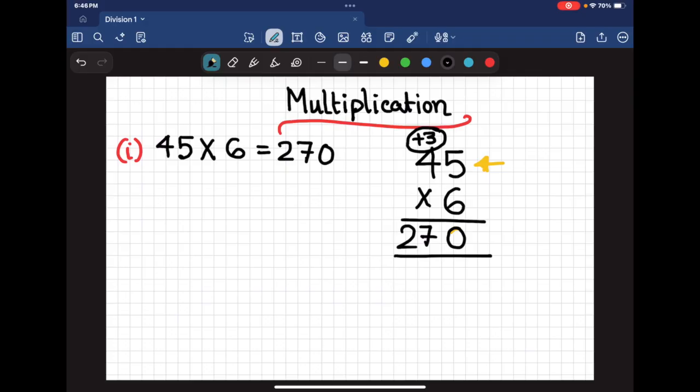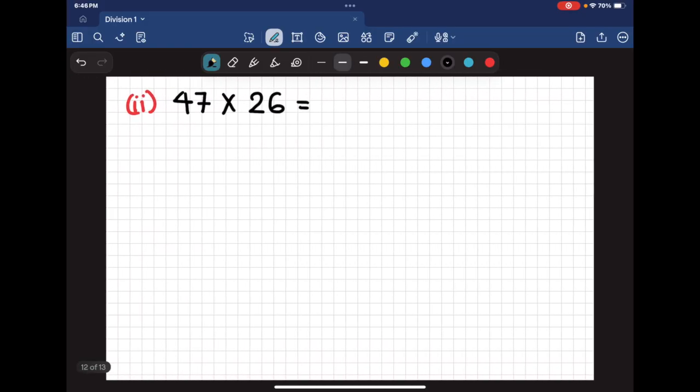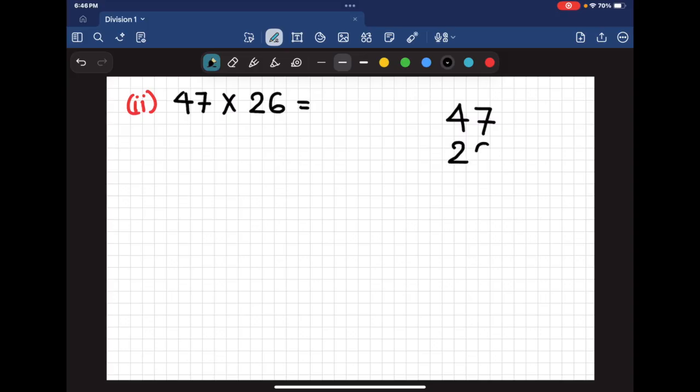Let's go for the 2-digit multiplied by 2-digit. Okay, so 47 multiplied by 26. Let's write 47 in the top and 26 in the bottom. Okay, and in that case we will start with the 6 on that side over here. We will first do this 2 and when we are done, we will write the answer of this 2 over here.